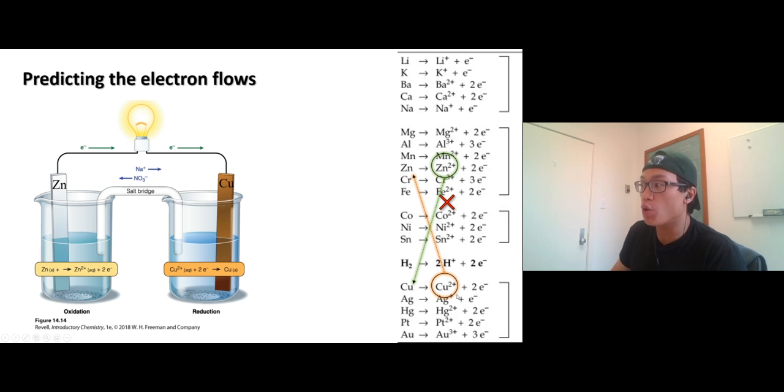I'm sure you know now how to read the activity series. The only option that happens is that copper 2 plus will undergo a reduction reaction, and zinc will undergo an oxidation reaction, according to the activity series. So in this case, zinc will lose its electrons. The electrons go off the zinc and into the copper. Copper gains electrons. So it goes from left to right in this case.